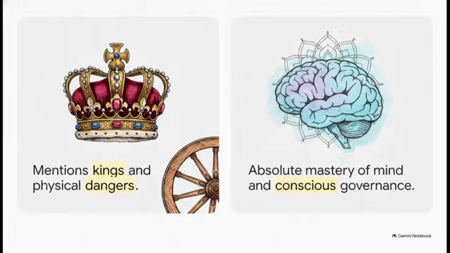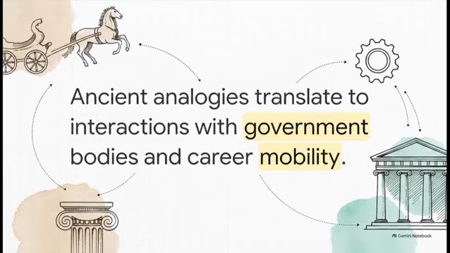The literal translation of this verse warns of kings, chariots, and physical dangers. But if we look at the philosophical meaning, well, the king actually represents the internal intellect, constantly striving for sovereign control over the mind and the physical senses. It's about inner governance just as much as outer governance. So, how does this apply to us practically?